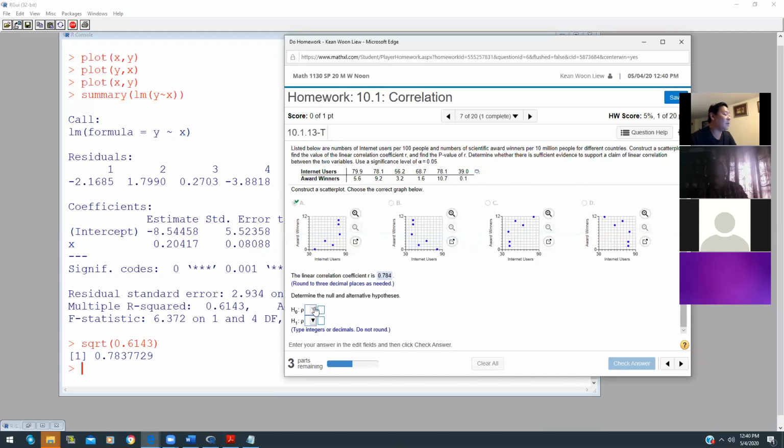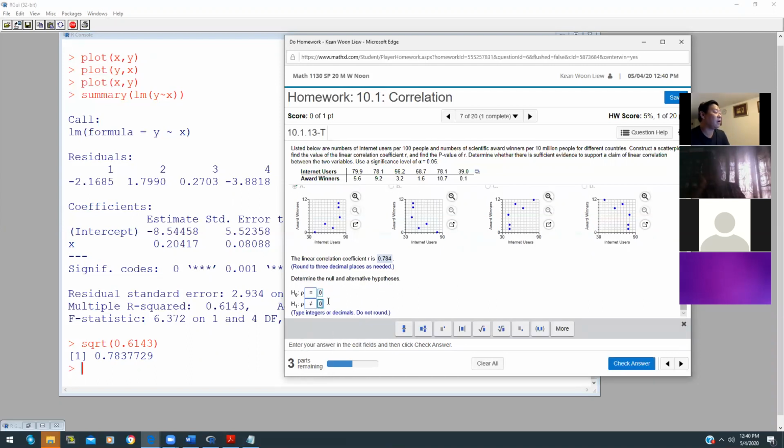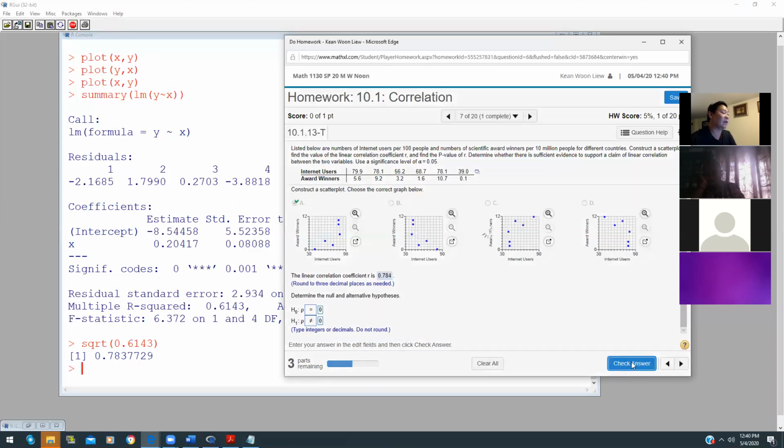Your hypothesis statements, this is always equal and this is always not equal, 0. So when you do your hypothesis statements, we don't do less than, we don't do greater than like last time that you did in chapter 8 or 9. This is always equal, not equals, and it's always 0. Okay, so this is fixed. You cannot change it. Okay, this is fixed.